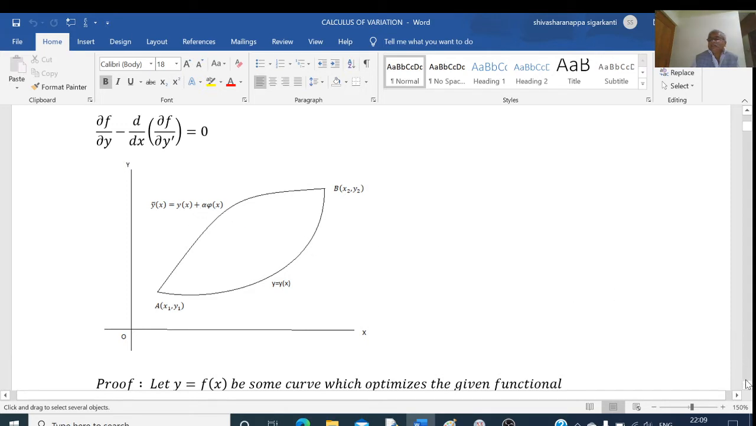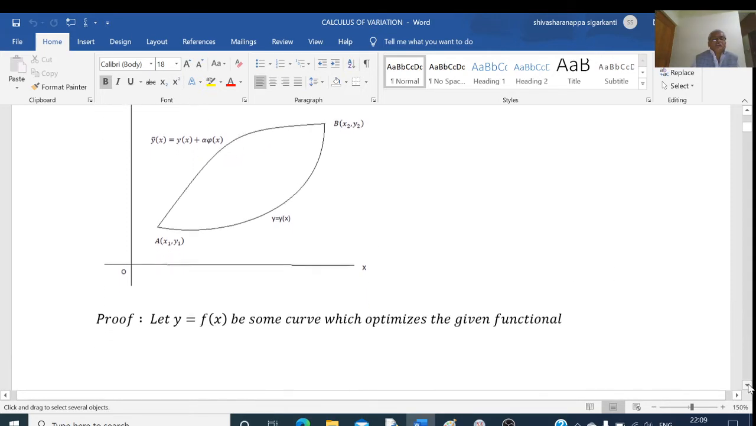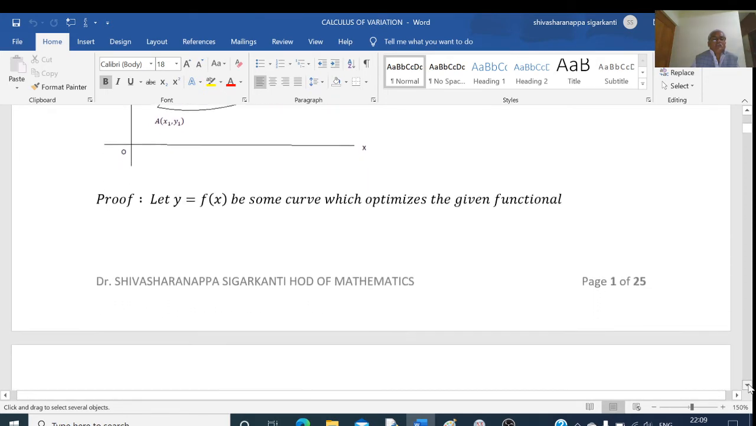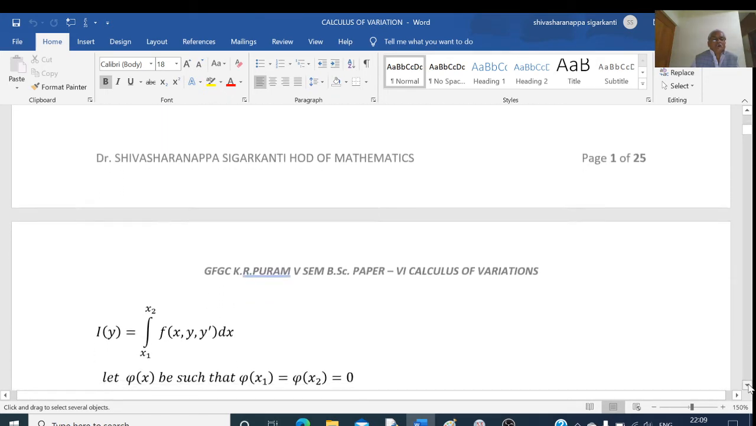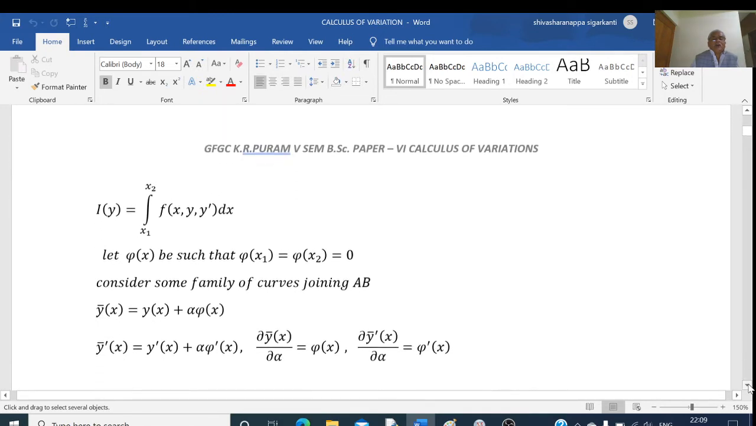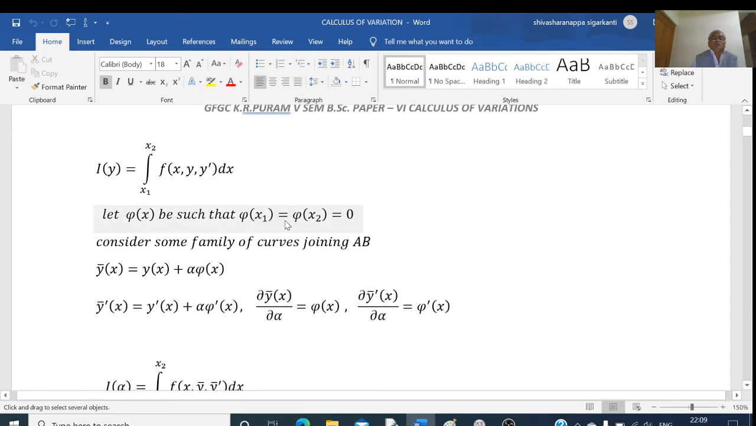So here we have considered y bar of x equal to y of x plus alpha into eta of x, and we have defined eta of x such that eta of x1 is equal to 0 and eta of x2 is equal to 0. Differentiating this with respect to x, we get y bar dash of x is equal to y dash of x plus alpha, which is a constant quantity, into the derivative of eta of x, which is eta dash of x.